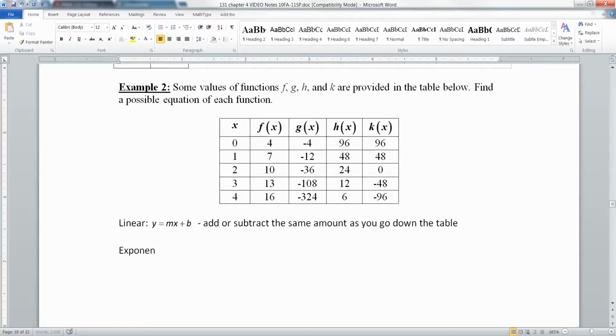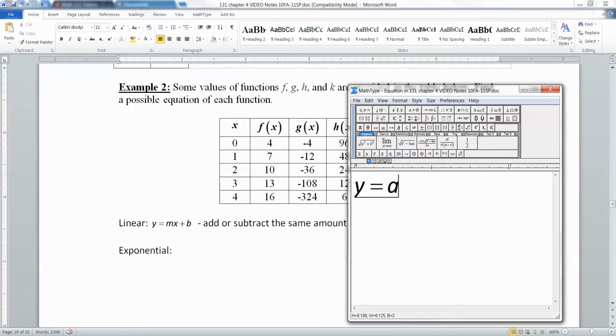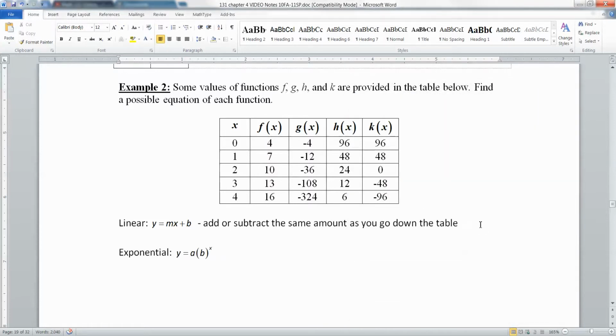Exponential means you're multiplying. So that would be y equals a times b to the x. Okay, you don't have to use the parentheses, but that means you're multiplying or dividing by the same amount as you move down the table.